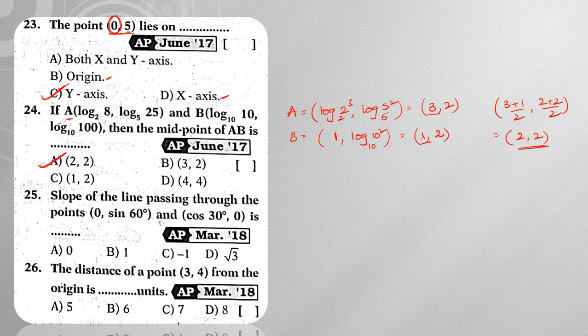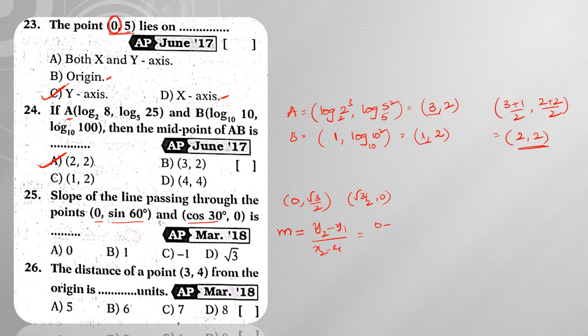Next, the slope of the line passing through the points 0 comma sin 60 degrees and cos 30 degrees comma 0 is. Now first of all, write down the points in normal form. So sin 60 means root 3 by 2. If you don't know those trigonometric values, you cannot proceed with the problem, right? So 0 comma root 3 by 2, and cos 30 value is root 3 by 2 comma 0, right? Now what is he asking? He is asking you to find the slope. So we know the formula for slope. Slope is given by y2 minus y1 by x2 minus x1.